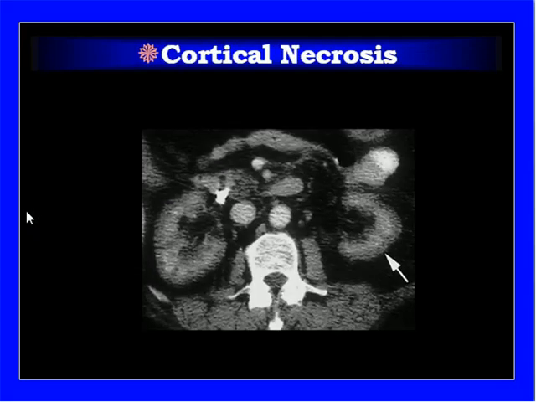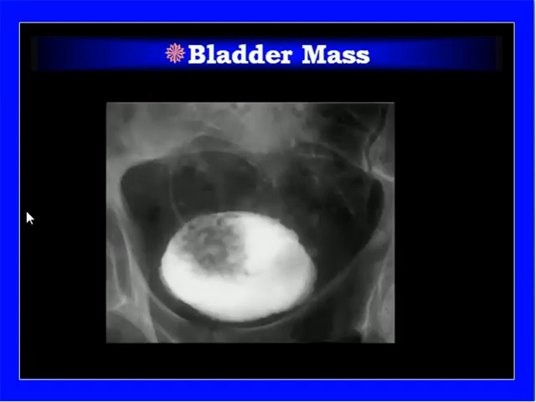Cortical necrosis. You can see the difference between the two kidneys, the right and the left. The left kidney is contracted, and this is showing the cortical necrosis, with reduction in the thickness of the cortex. Bladder masses. You can see the filling defect on the right side of the urinary bladder. This is all filled with the contrast, but the filling defect with ill-defined border is actually a mass which is filling the right side of the urinary bladder.